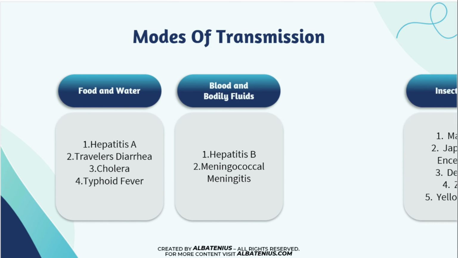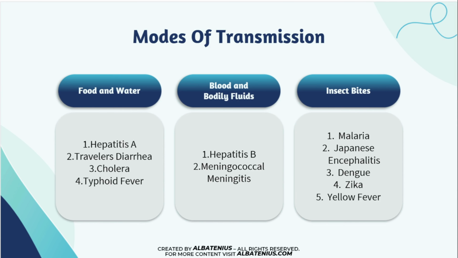So here are some examples of the most common diseases or illnesses that can be acquired from the different modes of transmission, such as traveler's diarrhea and hepatitis A being acquired through contaminated food and water. Then you can experience hepatitis B and meningitis through transmission through blood and bodily fluids. And finally, insect bites, you can acquire malaria, dengue infection, Zika virus, yellow fever, or Japanese encephalitis.